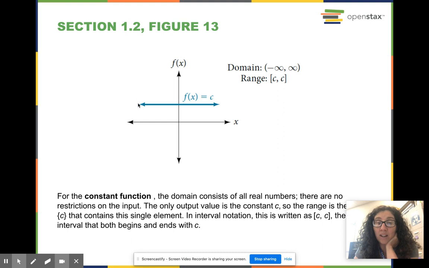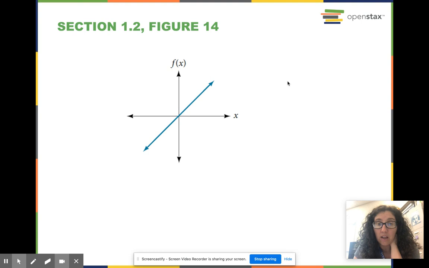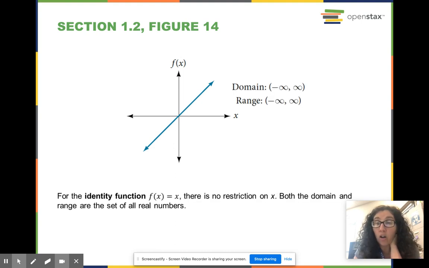The domain is going to be defined for anything from negative infinity all the way up to infinity along the x-axis. But what's the range? The range is just the c value, right? That's the only y value that this function has any output for. How about this one? What is this toolkit function? This is y equals x. What are the domain and range? All real numbers, right? For both, the domain is negative infinity to infinity. The y value, the range, is negative infinity to infinity.